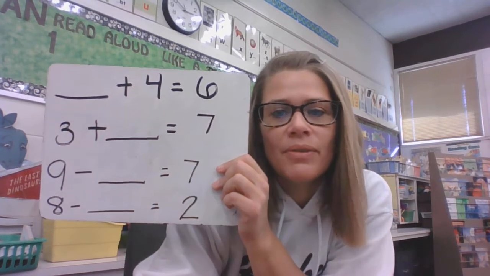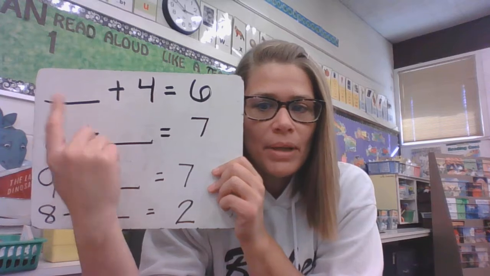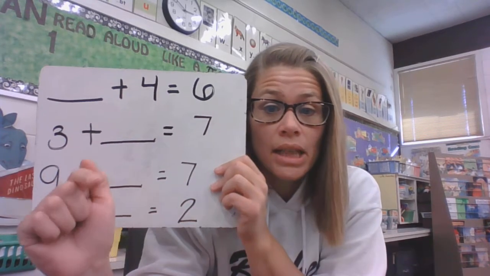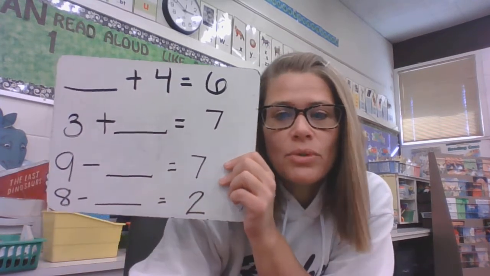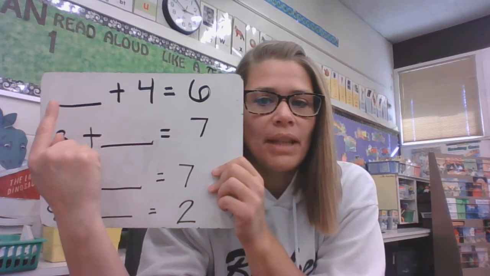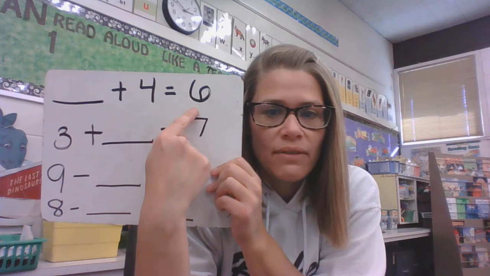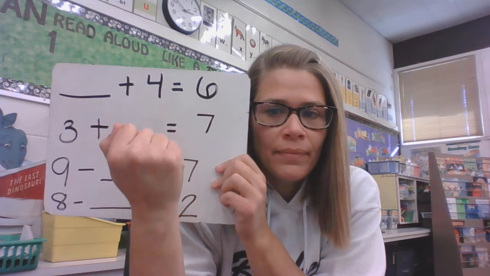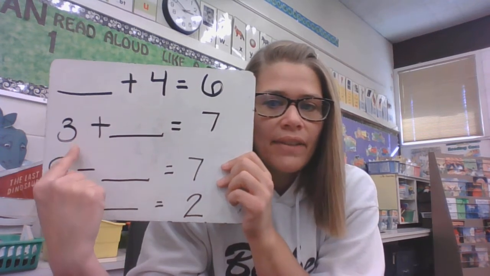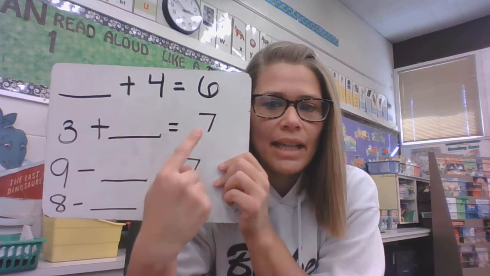So you can pause me for a sec. And then copy what I have on my board. Make your board look like my board. And then once you do that, what's going to go in this blank? What do you need to add to 4 to get yourself to 6? Okay? And same thing over here. I've got 3 plus blank equals 7.